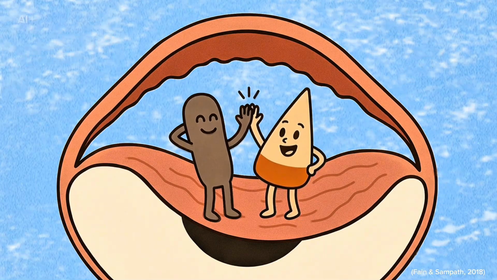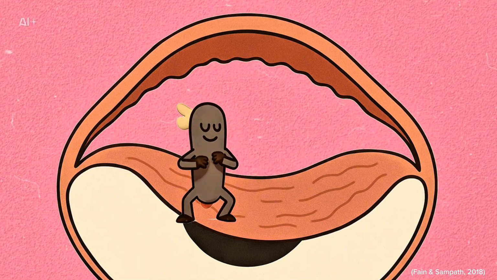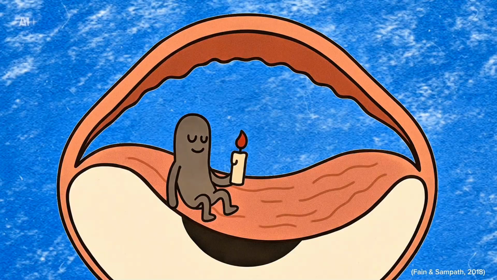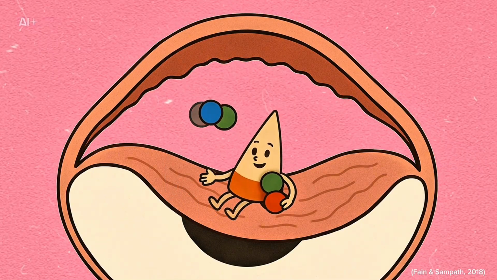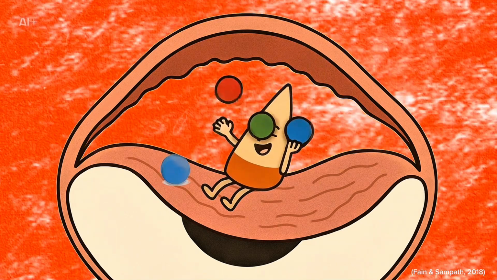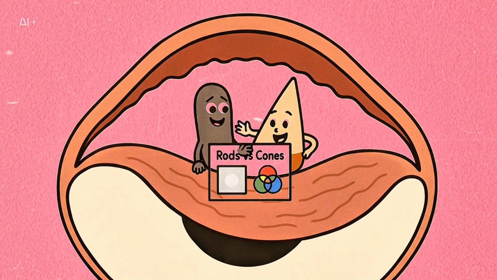Rods are more sensitive in low light and help us detect brightness and contrast. They don't detect color, but they allow us to perceive brightness, contrast, and motion, while cones are tuned to different ranges of wavelengths, roughly red, green, and blue. By combining the input from these cones, our brain builds the full range of colors we see.